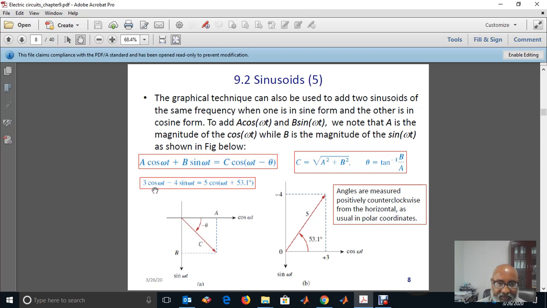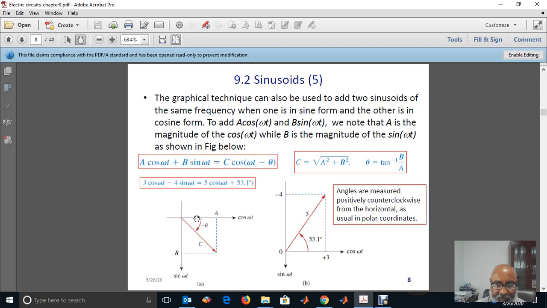I have here one simple example. Let's say I have 3 cosine omega t minus 4 sine omega t. What is A? A is 3. B is negative 4. So C will be the square root of 3 square plus 4 square, which is 5. And the angle theta is tan inverse of minus 4 over 3, which is minus 53 degrees. And I have minus minus, this will become plus.